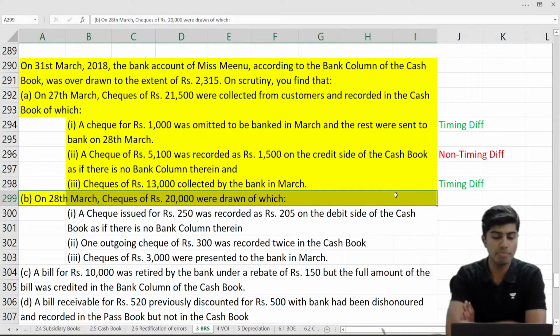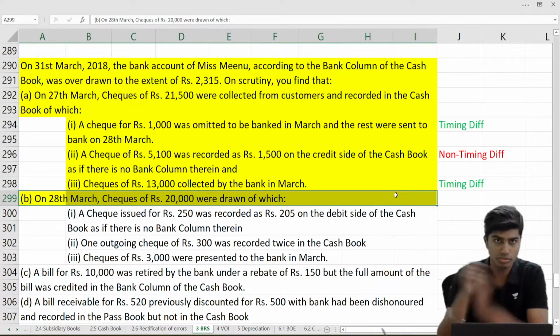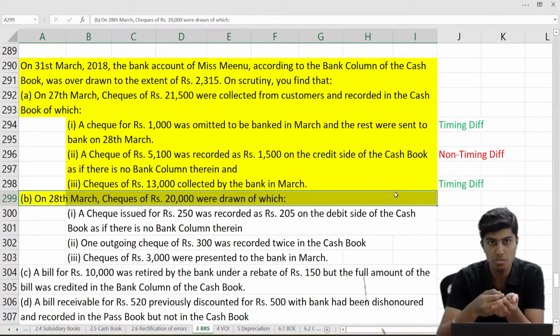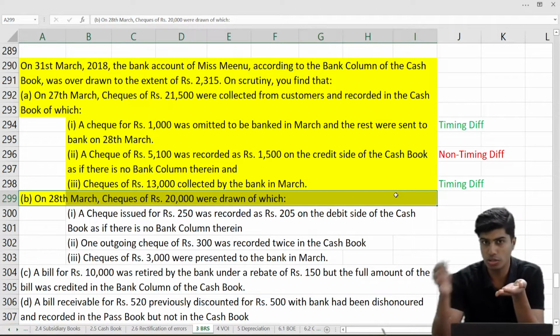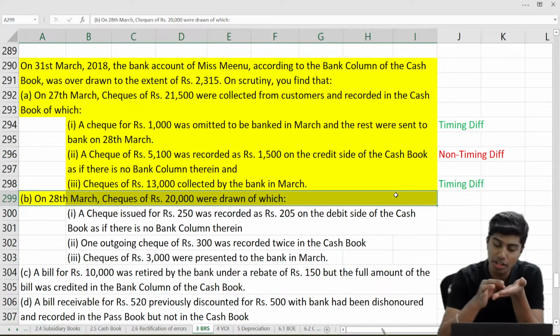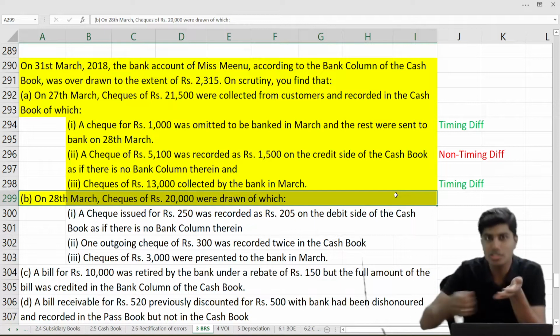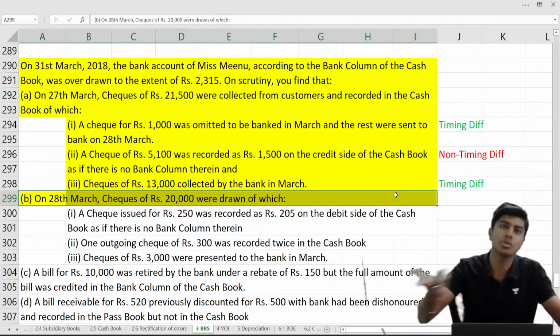On 28th March, checks of rupees 20,000 were drawn. Drawn in the sense the person whose BRS we're preparing, Miss Meenu, took the checkbook, took the pen, opened the pen cap, kept the pen on the checkbook, and then drew her signature, drew the date, drew the amount. Drawing is nothing but writing. Okay. Wrote it, tore the check, and then gave. Drawing means issuing the check.